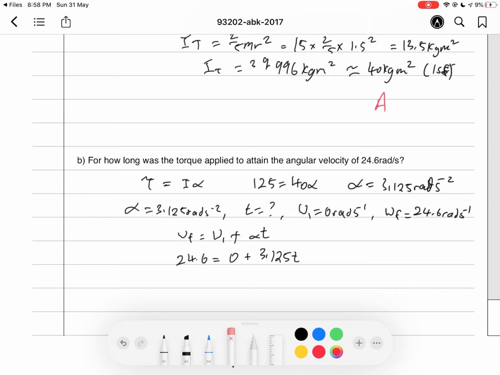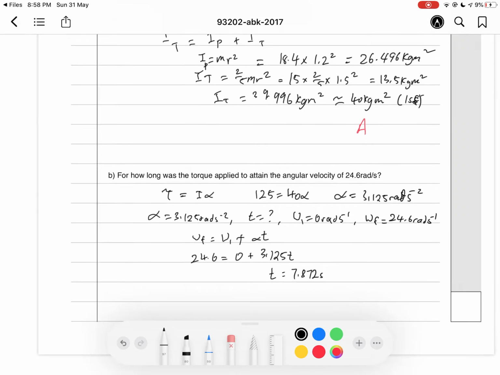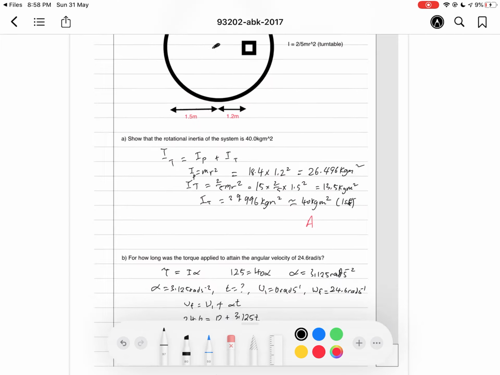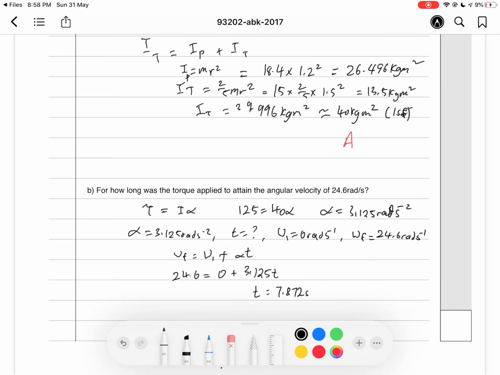Sorry, time should be equal to 7.872 seconds. Sorry about that. Did not mean to say it was negative. Time cannot be negative, so apologize for that. So time is 7.872 seconds.